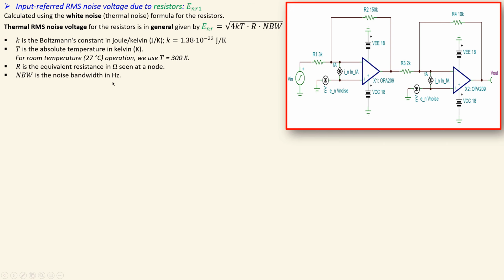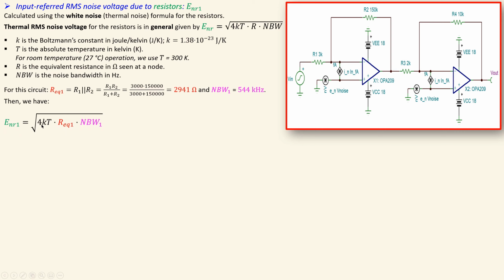R is the equivalent resistance in ohms seen at the node, and the noise bandwidth is given in hertz. So for this circuit, we have an equivalent resistance of 2,941 ohms, and our noise bandwidth was calculated as 544 kilohertz. Using this expression, we have 4kT, specific for this resistor and for this bandwidth. Calculating the values, we will have 5.20 microvolts RMS just due to the resistors.